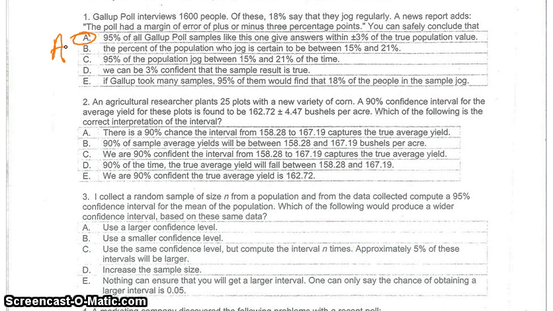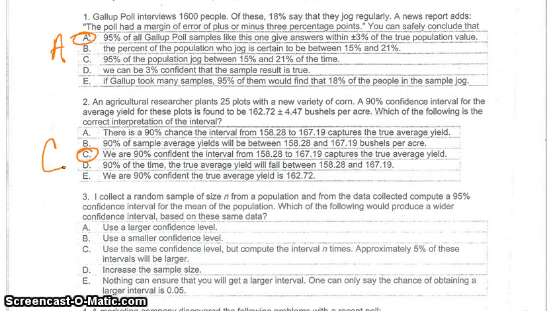Number 2. Now we're specifically talking about the correct interpretation of the interval, meaning stay away from probability. If that's the case, I think C is by far our best answer.